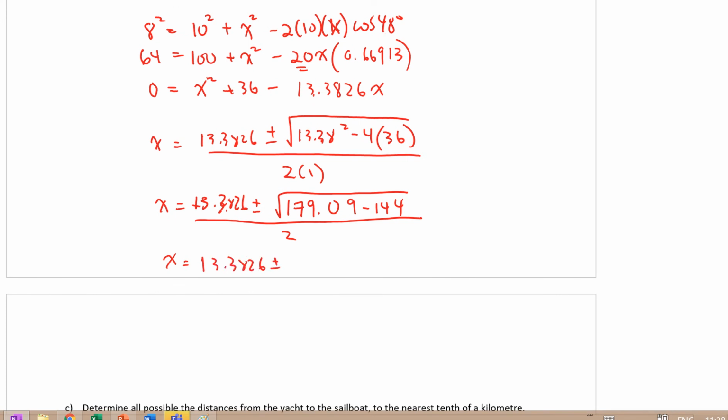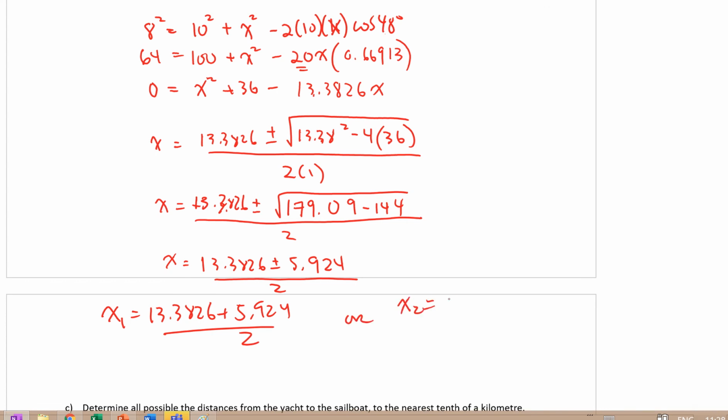So over 2, it gives me 13.3826 plus or minus the square root, which is 5.924, all over 2. That means you end up with your two answers. x1 will be 13.3826 plus 5.924 all divided by 2, or x2, which is 13.3826 minus 5.924 all over 2. So doing it this way saves you time from having to find all the other angles. Okay, and then let me just get your final answer.